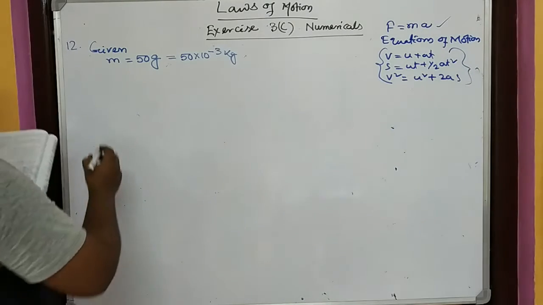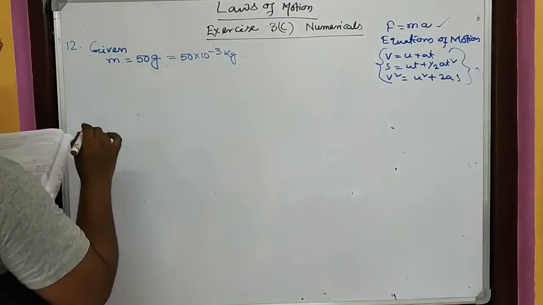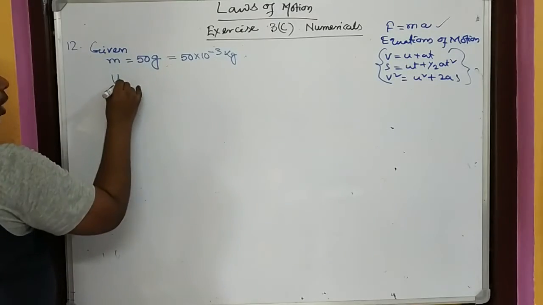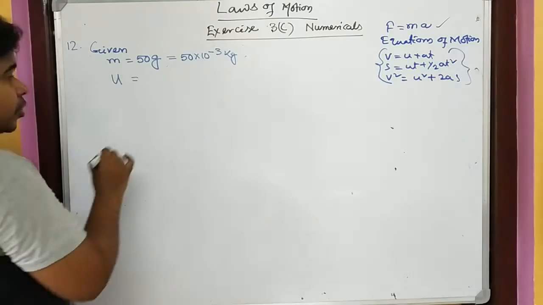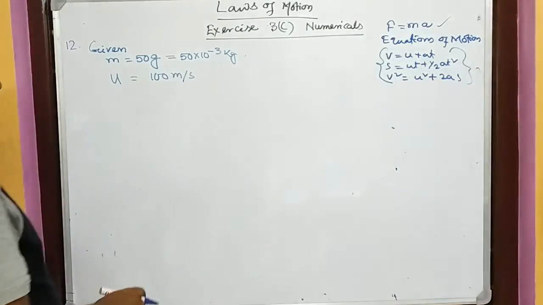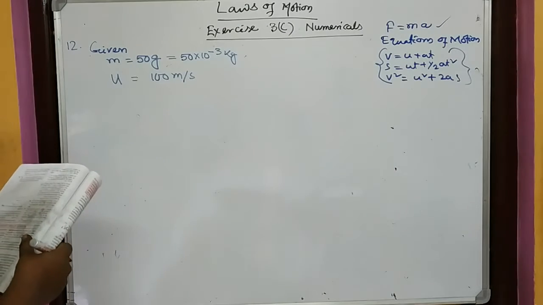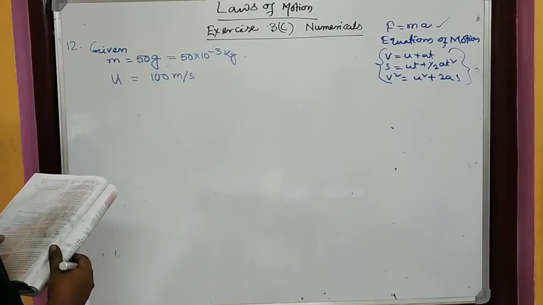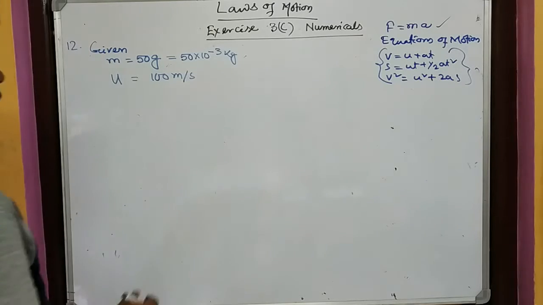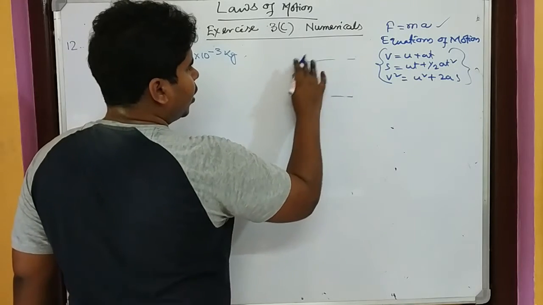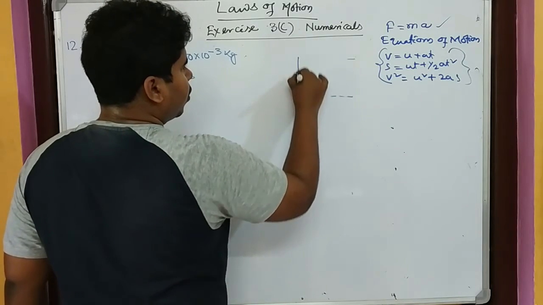Next, the bullet is moving with an initial velocity of 100 meter per second. So initial velocity we have denoted by u. So u equals 100 meter per second. Okay. It strikes a wooden block and comes to rest after penetrating a distance of 2 centimeter in it. So simply, if I am talking about a wooden block, you can take a wooden block like this also.